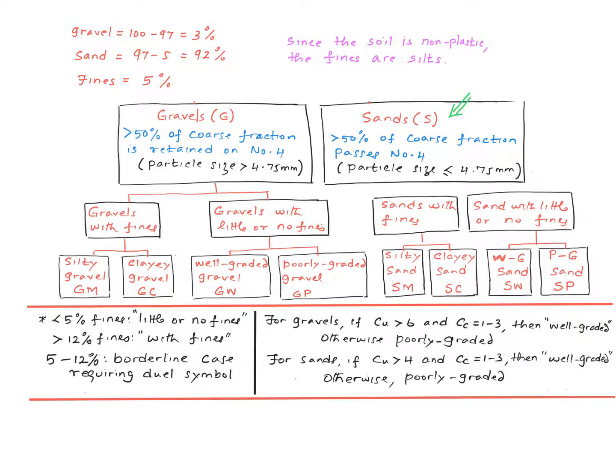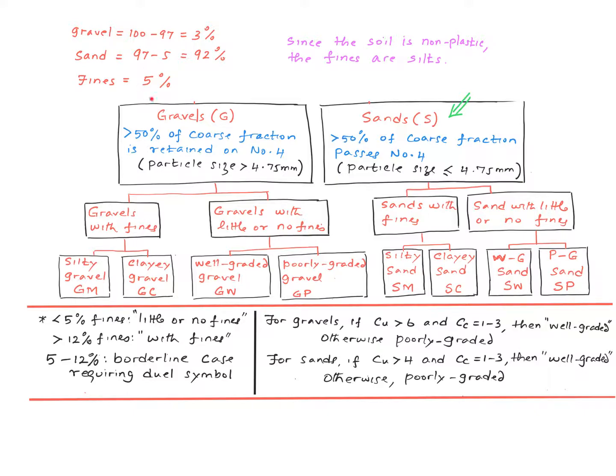Here is the rest of the chart. The next step is to decide whether the soil belongs to the gravel box or the sand box, right? The coarse fraction of the soil is the percentage of gravel and the percentage of sand, right? So that's 95% of the soil is coarse. Out of that, only 3% is retained on number 4, 92% passes, and therefore we definitely have sands. So at the next level, we want to decide whether we have sands with fines or sands with little or no fines. This is the criteria for doing that.